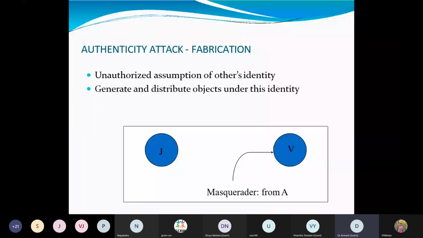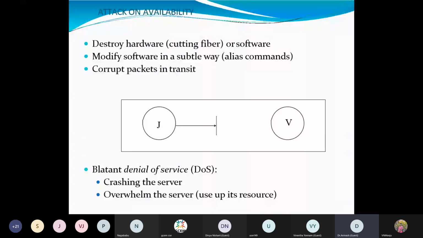Then the other one is the authenticity attack. In that, what can happen is that masquerading can happen from the intruder. So a person can masquerade your message, meaning unauthorized assumption, or generation and distribution of the objects. This could be a possibility which can happen in the authenticity process. This is called the authenticity attack.